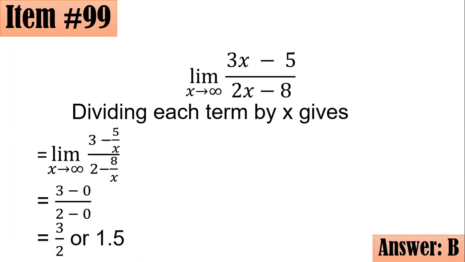Letter B. And another technique po, if you are dividing polynomials having the same degree, then its limit as x approaches infinity is simply the ratio of their leading coefficients. That's why 3 over 2 or 1.5. Letter B. Okay, nakuha po natin.